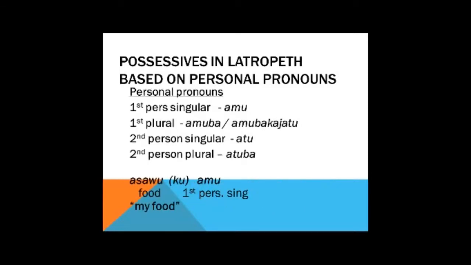And just a refresher of the personal pronouns in Latropeth, some of them. Remember, first person is the person doing the speaking, second person is the person being spoken to. So first person singular, amu, I. First person plural, amuba or amuba kayatu. So remember, you have exclusive and inclusive forms. So exclusive, we not including you. Inclusive, we including you. Second person singular, atu, you. Second person plural, atuba, you plural or yous. So an example below that, asawu kuamu. That would translate as my food.